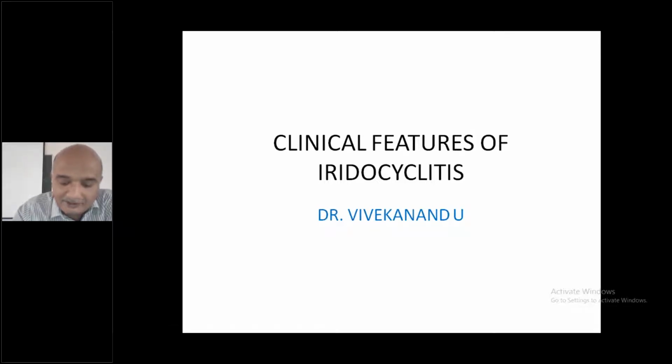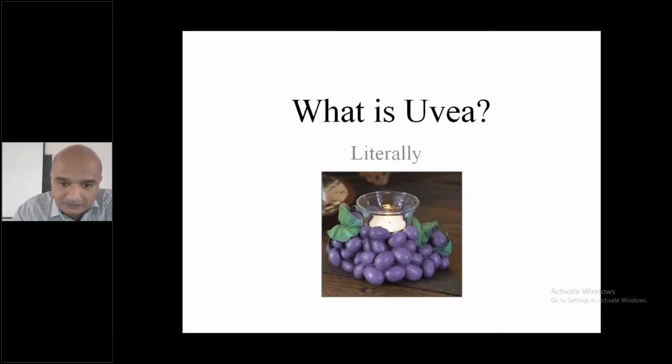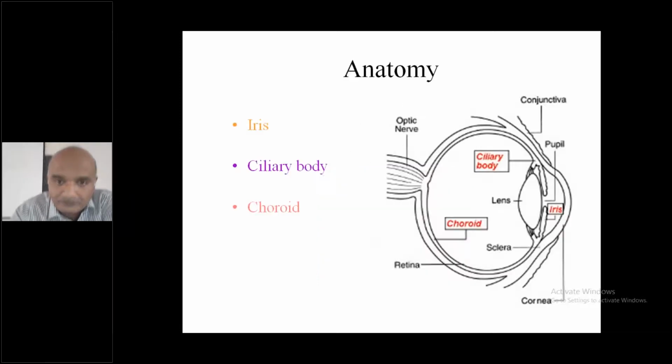I hope all of you have downloaded this PPT which I sent you yesterday. So the word meaning of uvea is nothing but grapes. It literally means grapes. The uvea has the appearance of a bunch of grapes. If you take the anatomy, it has mainly three parts: iris, ciliary body, and choroid.